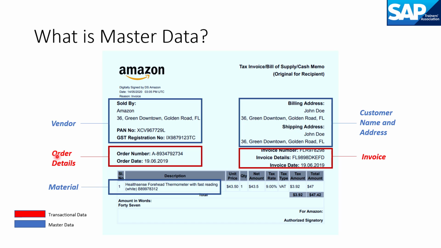What will change is the order details, order number, order date, invoice number, invoice date, because this is independent of the customer. It is dependent on the invoice. Okay, that's why it will change. So everything in this invoice which is marked with blue is your master data. Okay, that's how you identify your master data, right?